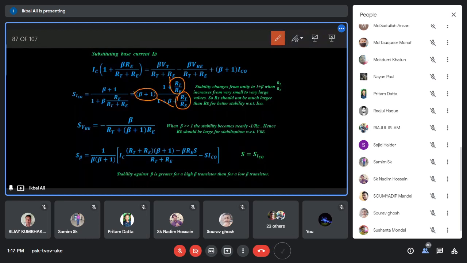So the stability factor S ICO varies from 1 to 1 plus beta, and you know that beta is a large quantity, so 1 plus beta মানে high value আর 1 হচ্ছে lowest value, so we must stick the stability value to 1. For that reason we have to make RT by RE very very small, or RT should be much less than RE. So this is the condition we have to impose on the circuit that will make the stability with respect to ICO better. Okay?